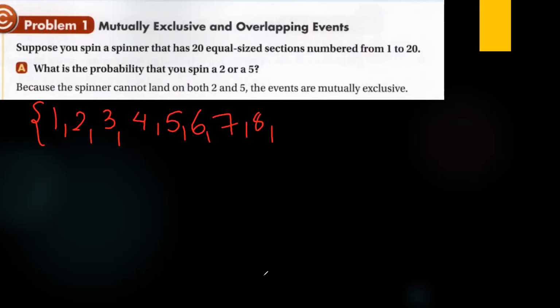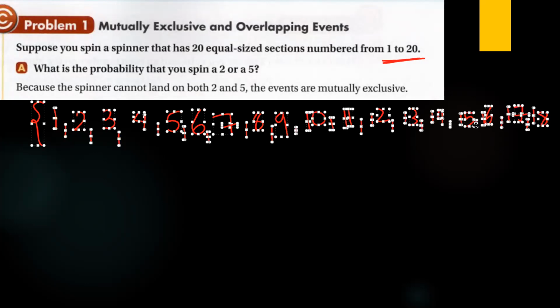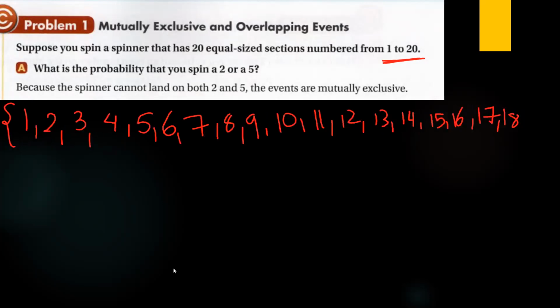So you know what a spinner is? It has numbers from 1 to 20. So what will the outcome numbers be? 1, 2, 3, 4, 5, 6, 7, 8, 9, 10, 11, 12, 13, 14, 15, 16, 17, 18, 19, 20.